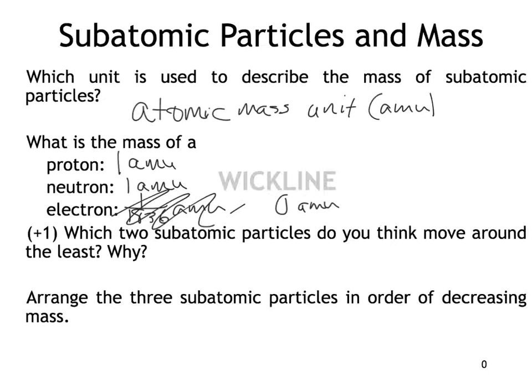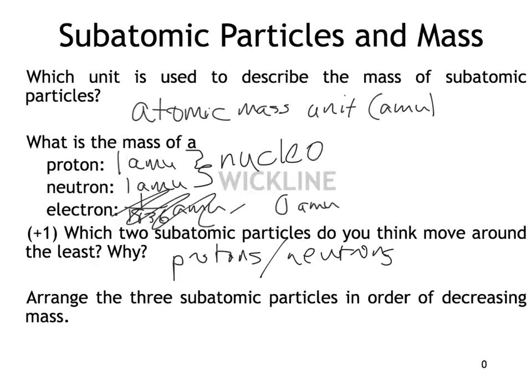So, of the subatomic particles, it's definitely reasonable to assume that the ones that move around the least are going to be protons and neutrons. And there's a couple of ways to think about that. For instance, both the protons and the neutrons are stuck inside the nucleus. That's where their location is. We actually give them a special name. We call protons and neutrons nucleons. Nucleons are particles that are stuck inside the nucleus. That's their location. And so being stuck inside the nucleus, they're not going to move around much at all.